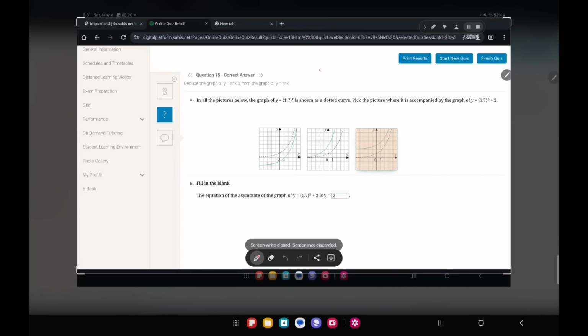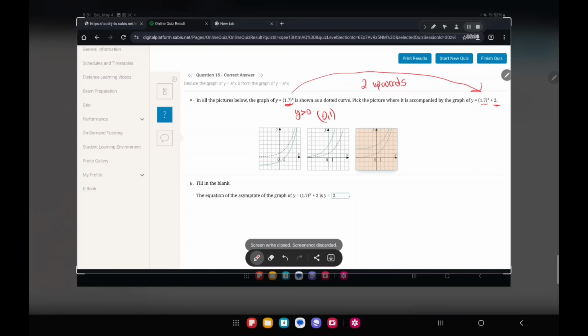Okay, what did we say when we have y equals a to the x and then y equals a to the x plus 5? This is the same graph, but just shifted 5 upwards, right? So in this case, what's the difference between 1.7 to the power of x and 1.7 to the power of x plus 2? You just shift 2 upwards, right? So 1.7 to the power of x is the same as any other exponential graph. Y is greater than 0, right? Because there's no b. And it passes through 0, 1, the same as any other exponential graph.